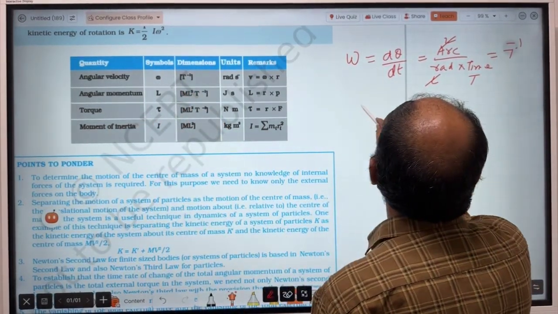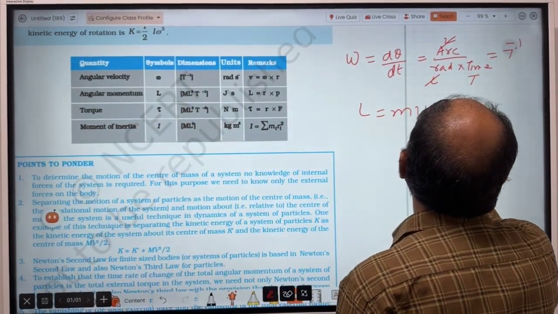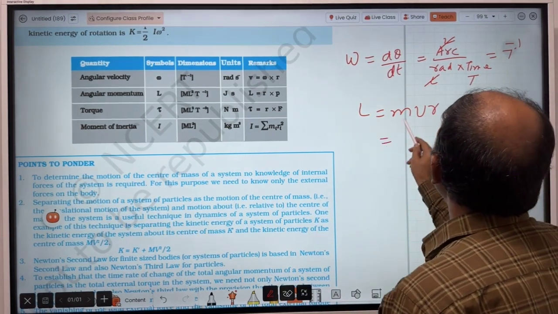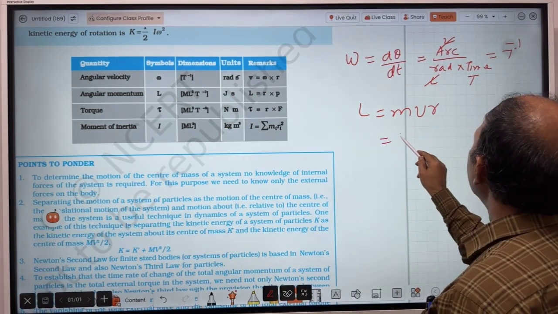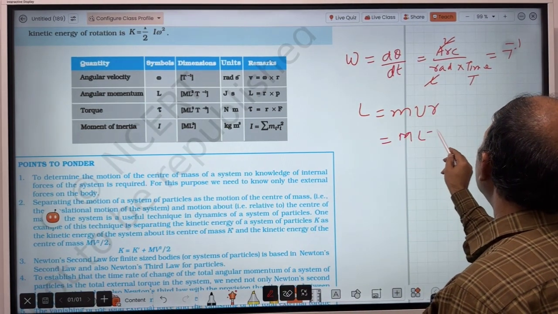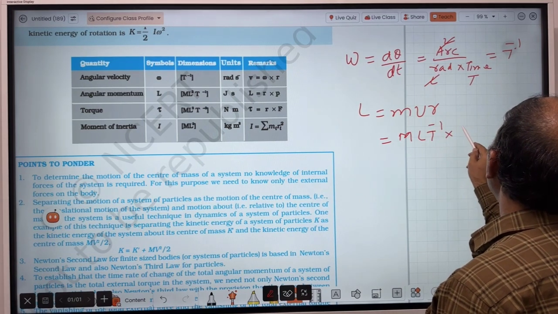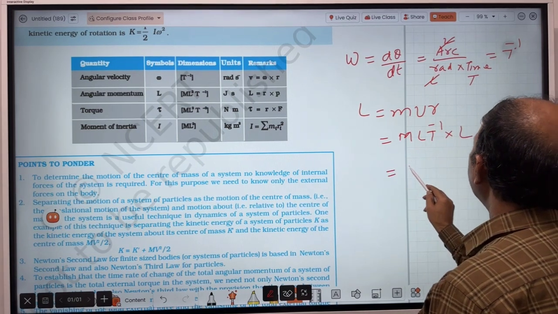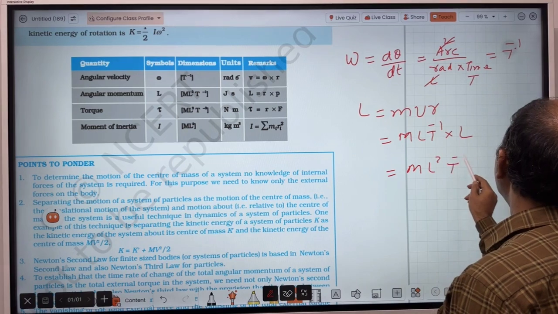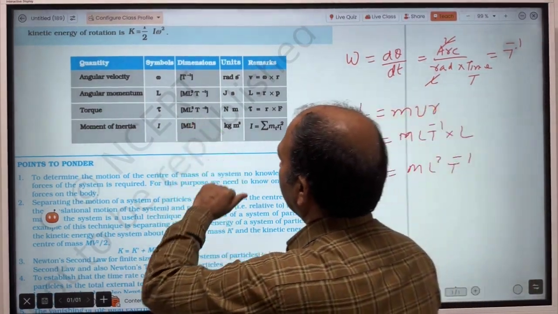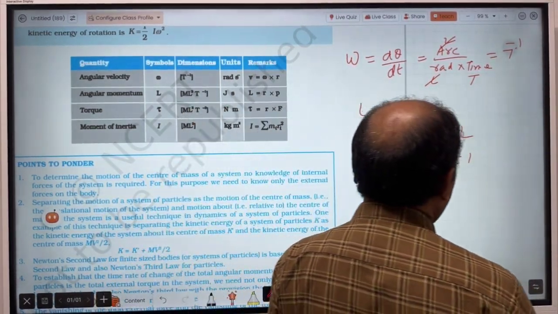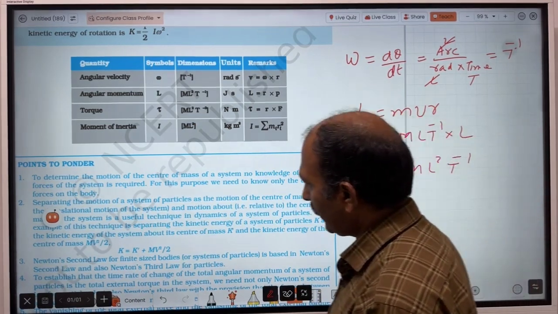Then angular momentum L equal to mvr. If we write the dimension of every quantity here, mass is M, velocity is LT minus 1, and this is L. So what do we get? ML square T power minus 1. So that is written here. Then comes torque. So what is torque?